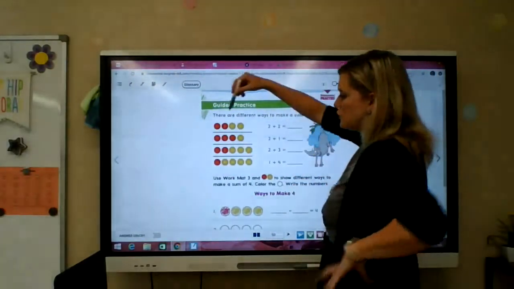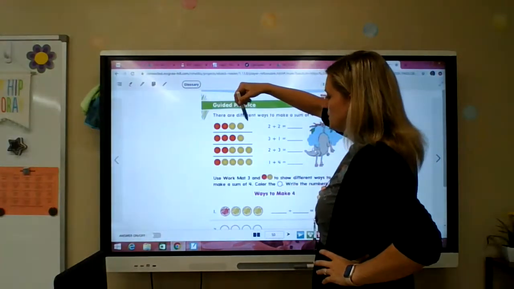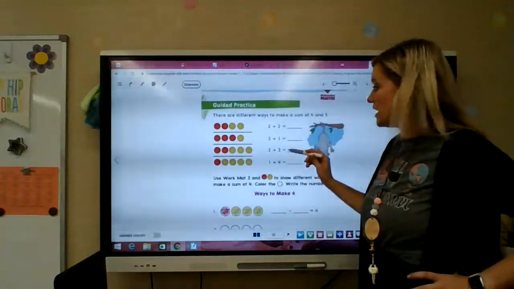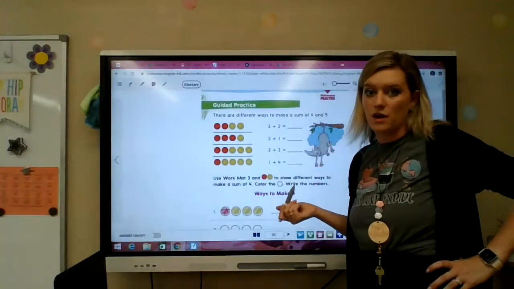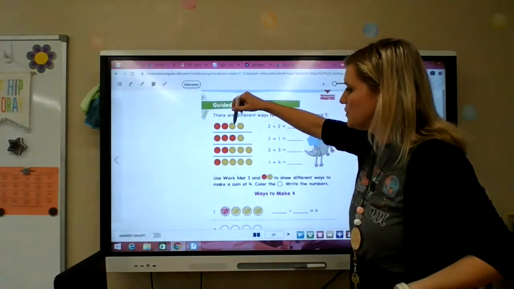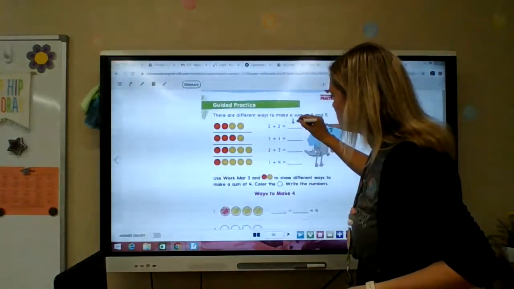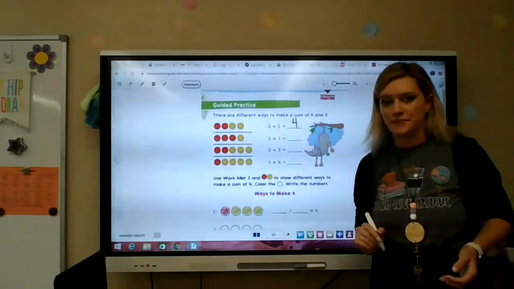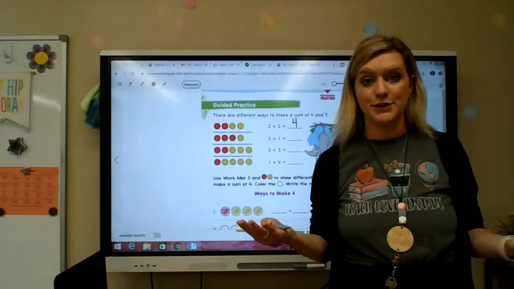So the first one shows 2 red, 2 yellow. So they wrote the problem for us. 2 plus 2 equals 4. We could count those up. 1, 2, 3, 4. So we just have to trace the number 4. So they use 2 and 2 to make 4.